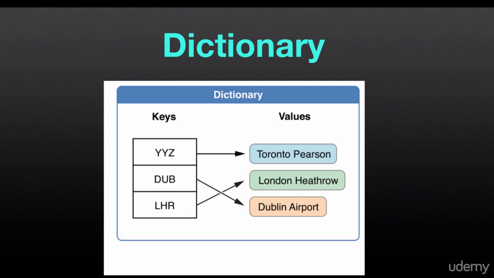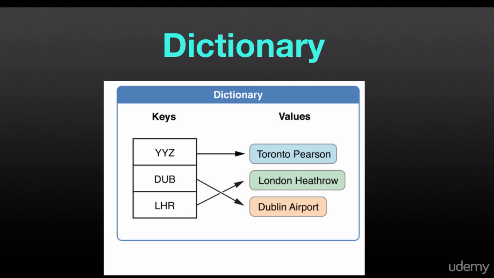Okay, so as you can see here, this example has a column of keys. We have YYZ. You see this YYZ here points to Toronto Pearson as its value. And then we have DUB, which points to Dublin Airport. We have LHR, which is London. So that's the key concept here about dictionaries. Just think of a key value pair association, which will allow us to store data.